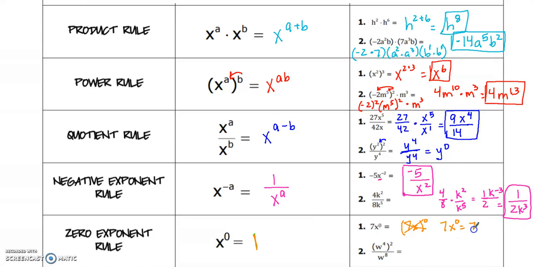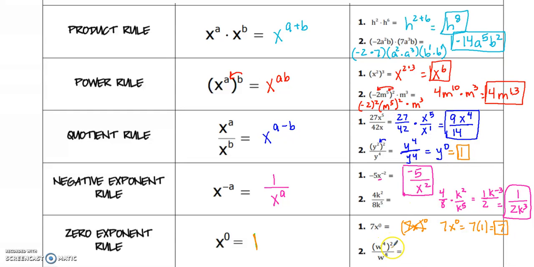So my 7 is going to stay, and then what's x to the 0 power? Well, that's 1. So what's 7 times 1? It's just 7. So now that I know that, let's go back up to here. So anything raised to 0 power is going to be what? 1. So this answer right here is going to end up being 1.